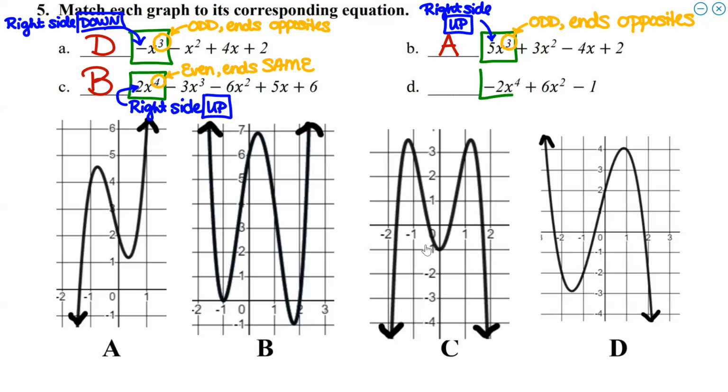And the very last one over here, I look just at my first term. What does my leading coefficient tell me? Right side goes down. So how do I know that it has to be C and not D? Yes. Both sides are going down. We have an even degree here. And so that means the ends go the same way. So this would have to go with graph C.